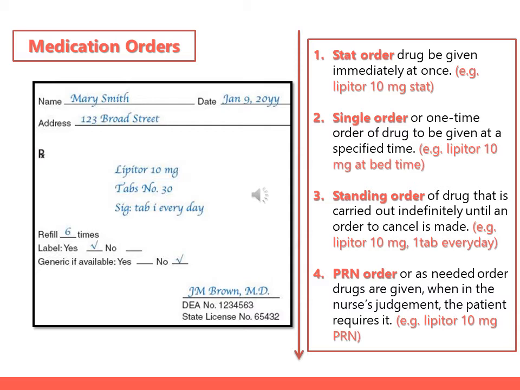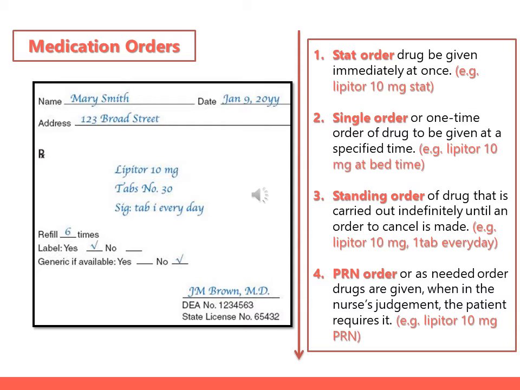You might also see some order like single order or one-time order, to be given at a specified time. For example, Lipitor 10 milligram at bedtime. You need to give this medication to your patient once only at a specific time. For example, in the morning, or you can give this medication in the evening, or in the afternoon. After you give the medication, kalas.